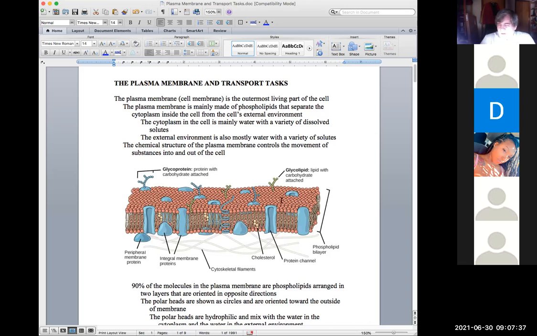Now, if we look, there's actually 2 layers of these phospholipids. So we can see a lot on this outer layer. We can just see a little bit down here. Notice these phospholipids are facing opposite directions.